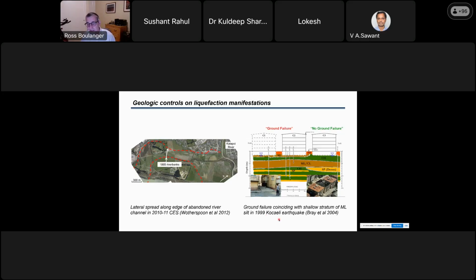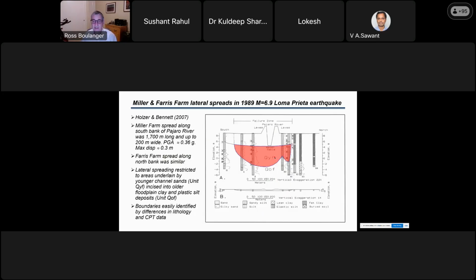The one on the right is 3 buildings from Adapazari. All 3 buildings are about the same. These 2 buildings on the left had ground failure and punching into the ground. The one on the right did not. And the difference is simply the presence of this shallow deposit of low plasticity silt under 2 of the buildings, but not the third. So over and over again, we see this.